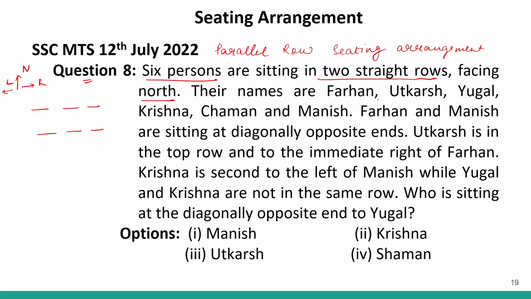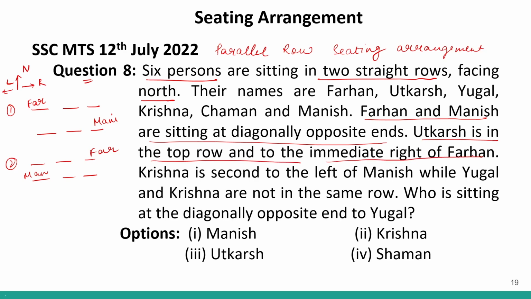The names of the people are Farhan, Utkarsh, Yugal, Krishna, Chaman and Manish. Farhan and Manish are sitting at diagonally opposite ends. That means I can have Farhan over here and Manish over here. Correct? This is the first possibility. The second possibility is 1, 2, 3. I can have Farhan over here and I can have Manish over here. So first possibility and second possibility. Now, Utkarsh is in the top row and to the immediate right of Farhan.